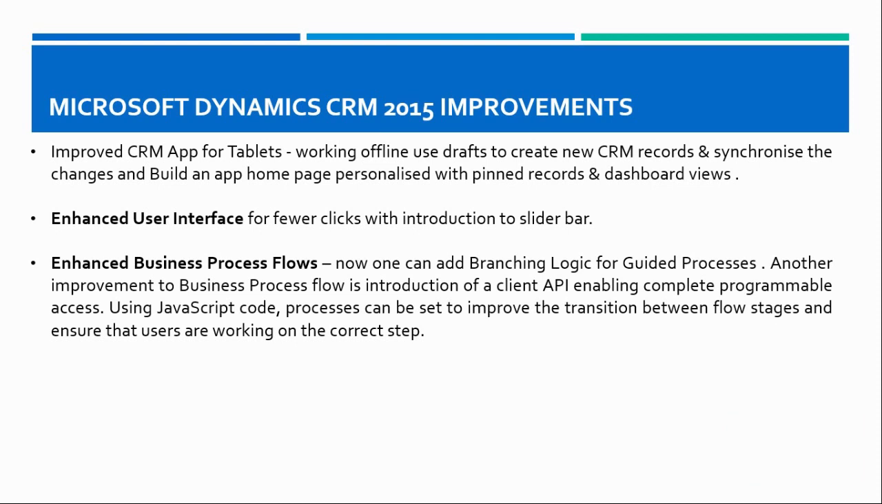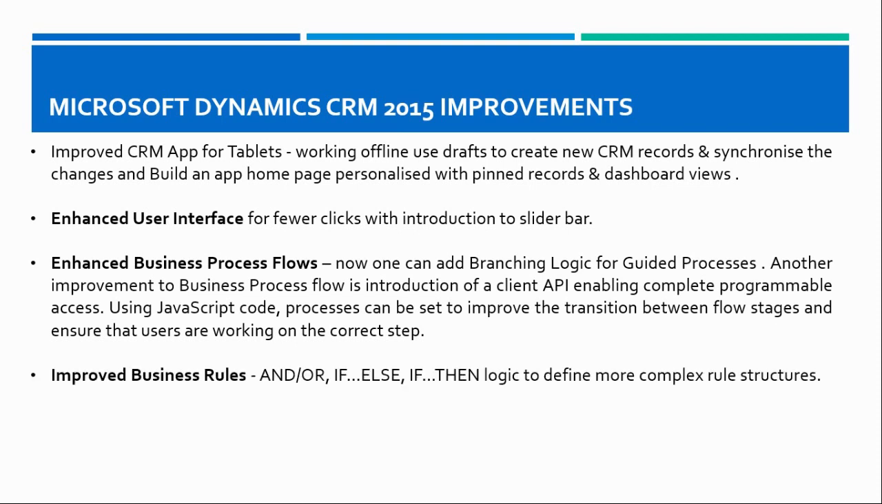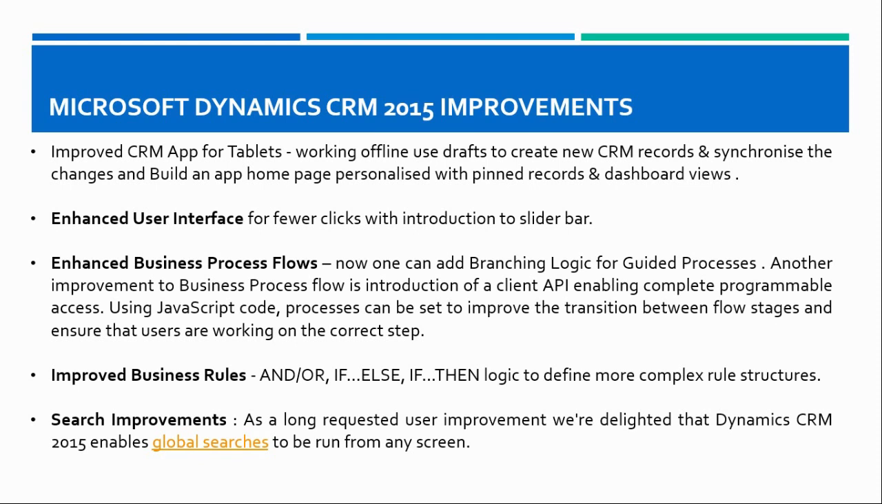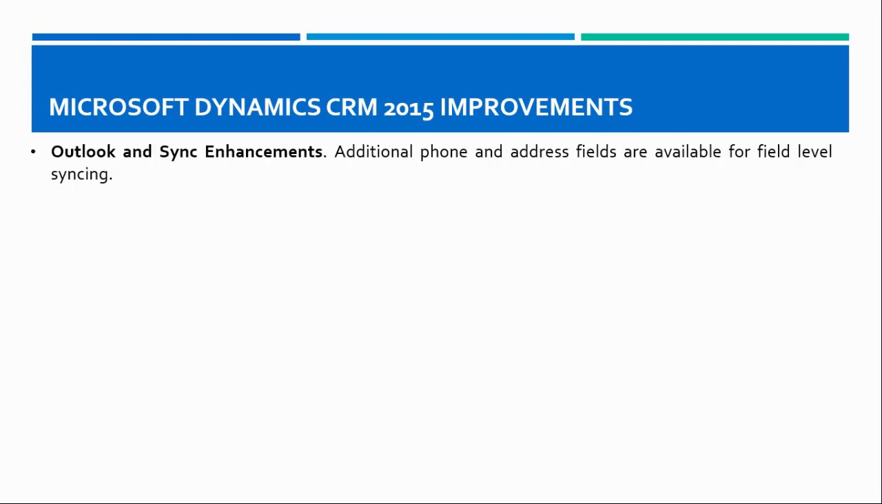Another improvement to business process flow is the introduction of a client API, enabling complete programmable access. Using JavaScript code, processes can be set to improve the transition between flow stages and ensure that users are working on the correct step. So these were a few changes done on the business process flow side, and they have also improved business rules and done some search improvements. Now you can perform a global search for one particular record from the navigation bar. They have also done Outlook and sync enhancements.